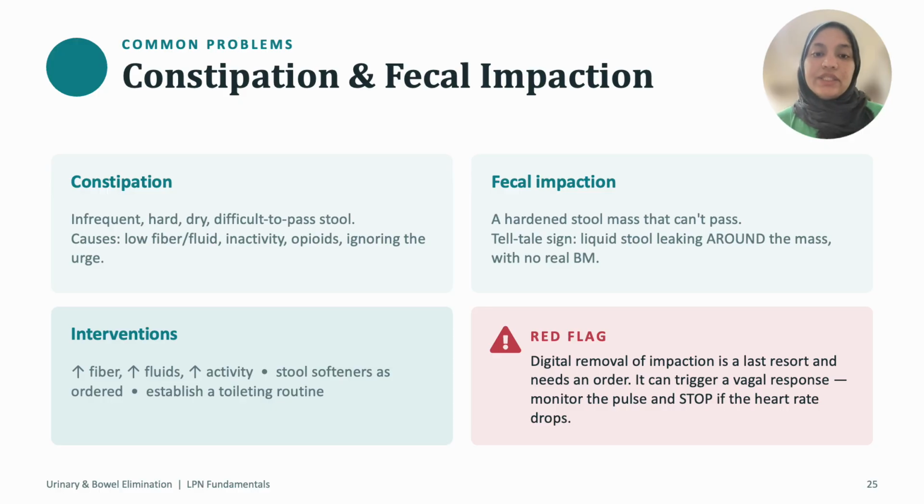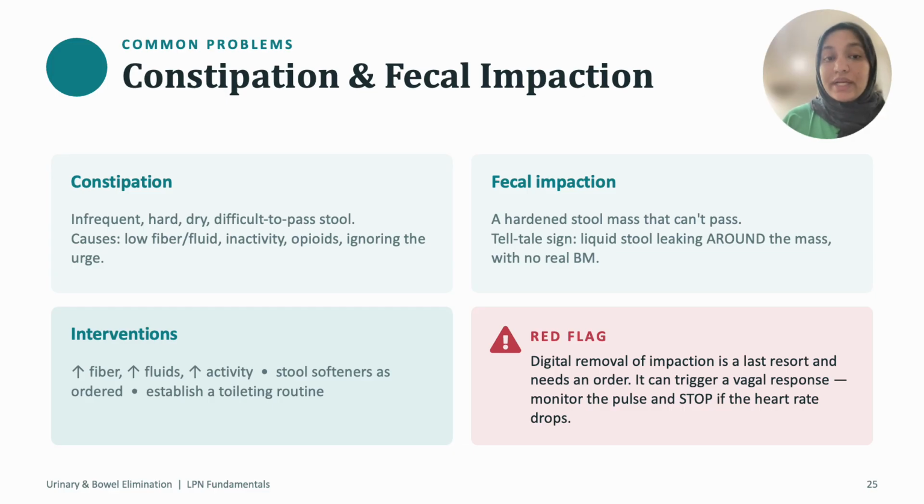All right, so constipation and fecal impaction. Constipation is infrequent, hard, dry, hard to pass stool, and it's caused because of low fiber and fluid, inactivity, opioids, or ignoring the urge. If it isn't managed, stool can harden into an impaction, which is a mass that can't move. And here's a trick question, right? The sign of impaction is often a liquid stool leaking through the mass. So the patient will seem to have diarrhea, but they haven't actually had a real bowel movement.